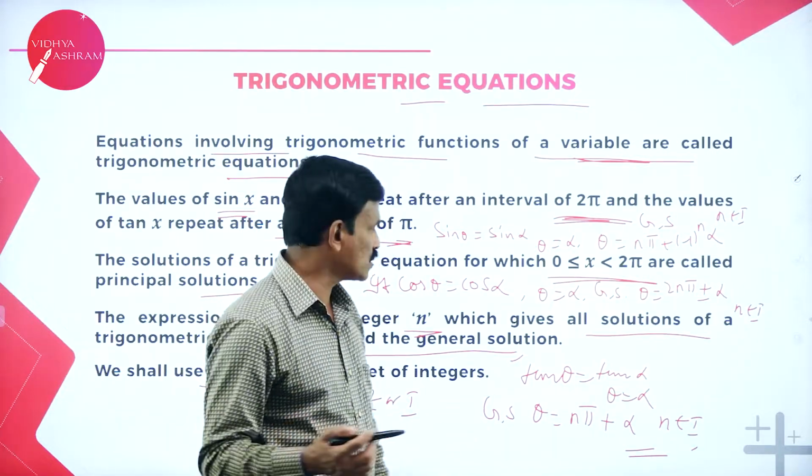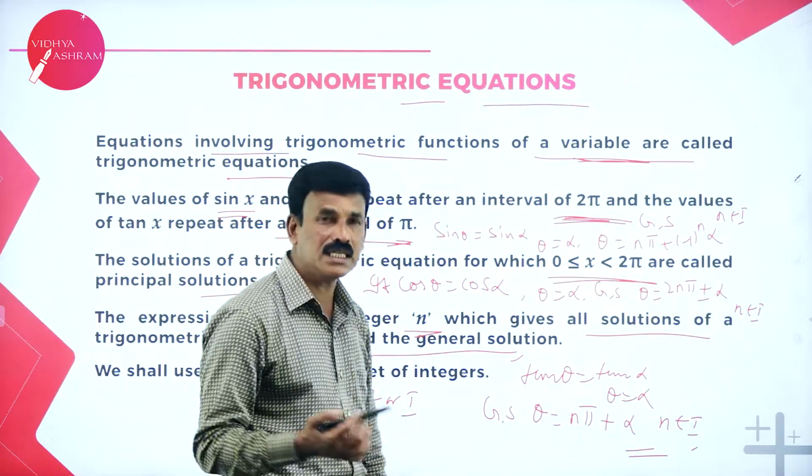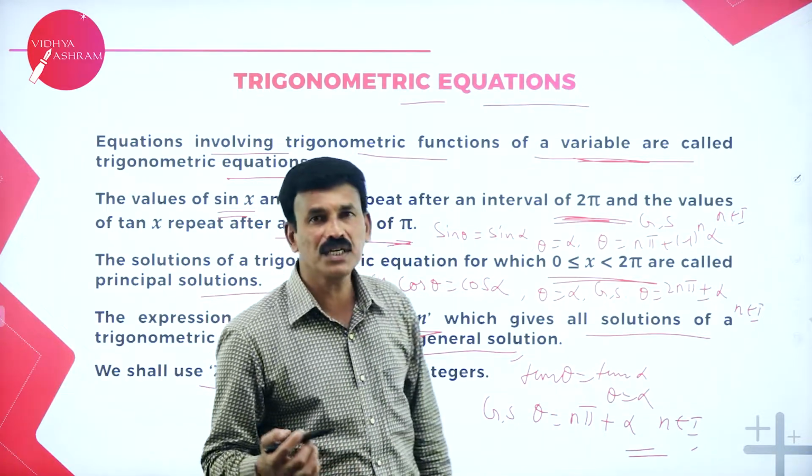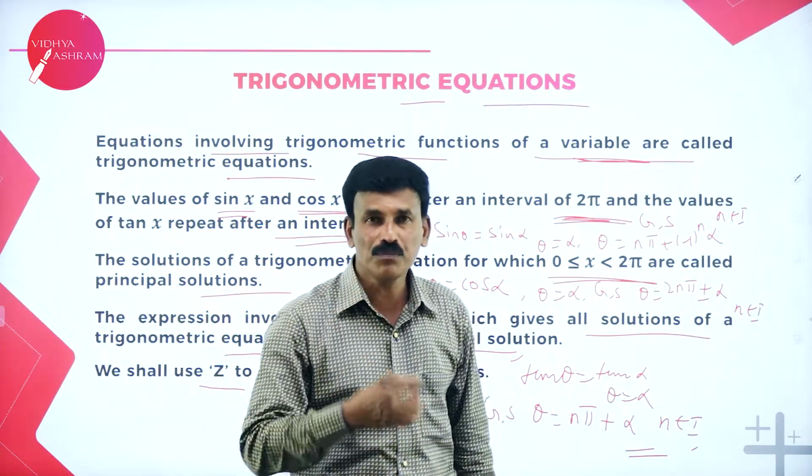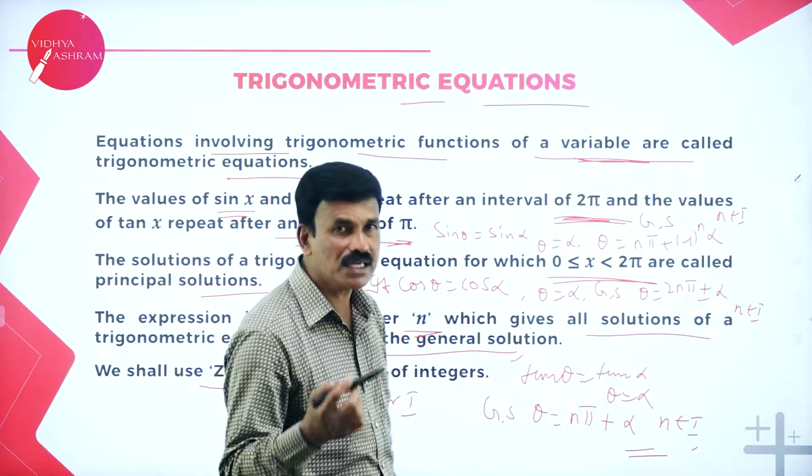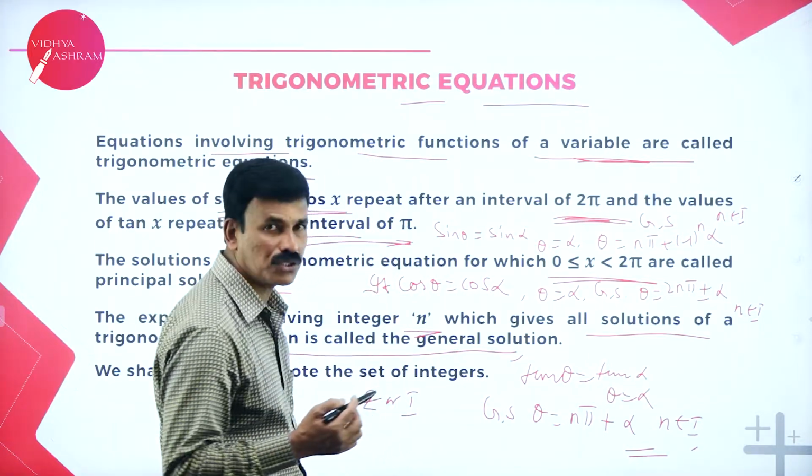If tan theta is equal to tan alpha, then the general solution for theta is n pi plus alpha, where n belongs to any integer. Now based on this, we are going to solve the problem. Let us take a few problems based on this very important concept.